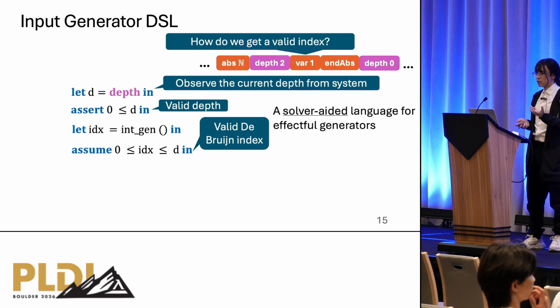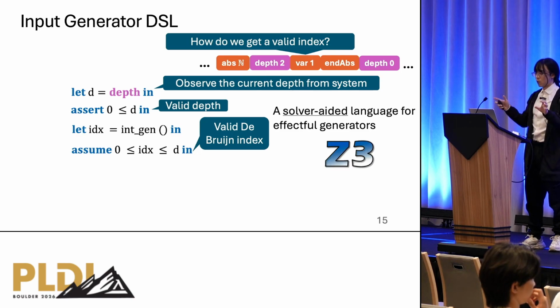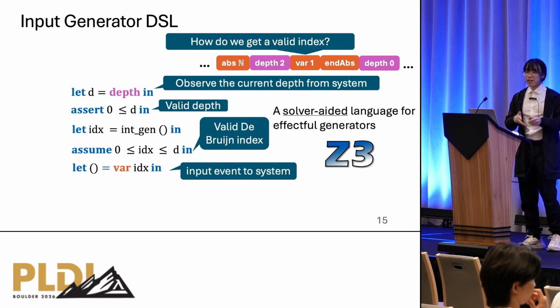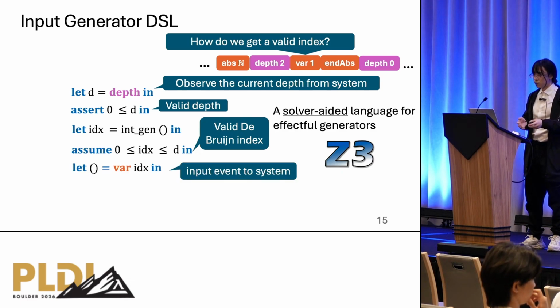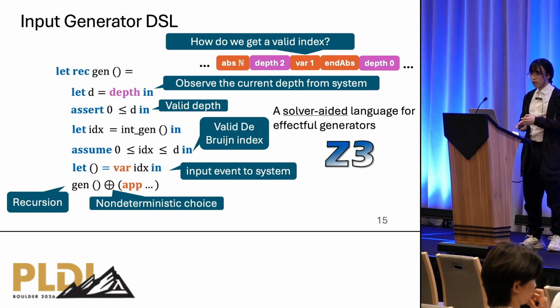The point here is that our language is a solver-aided one, so we can use a store like this array to deal with the assert and assume. After that, we can safely call this var to generate the input event and send that to the system. More interestingly, our DSL has recursion and non-deterministic choice. This is sufficient for our generator to explore a family of interesting traces following the guidance.